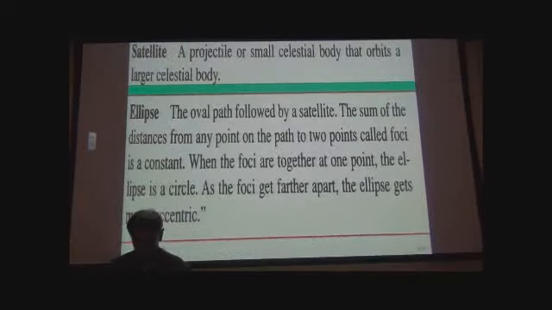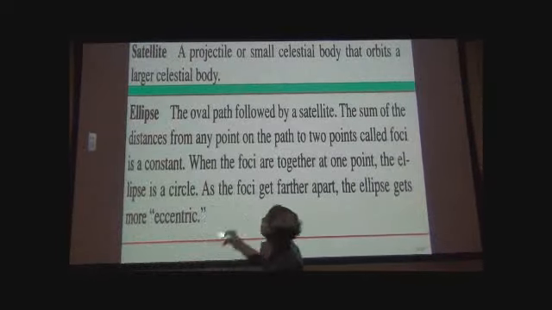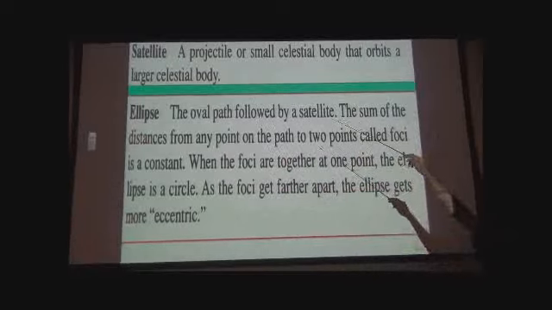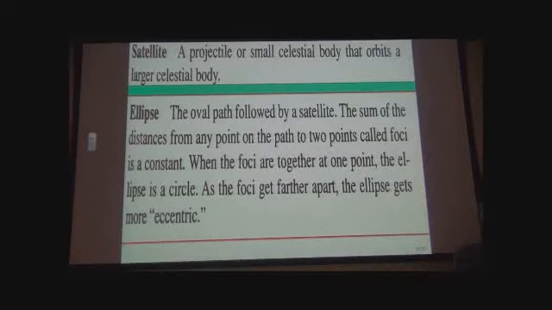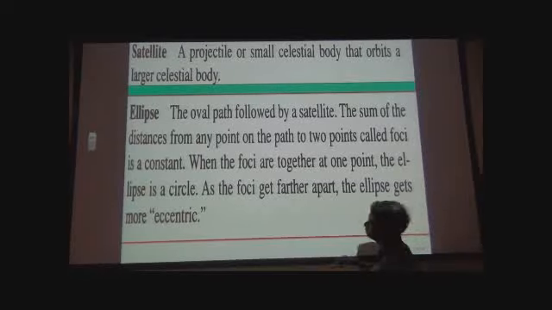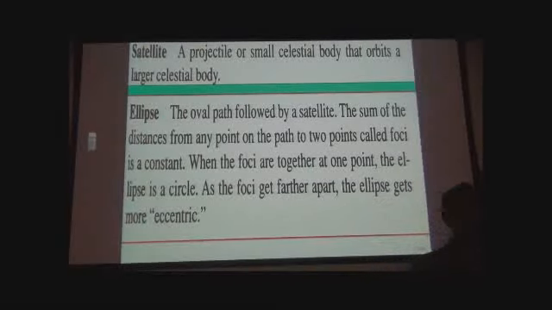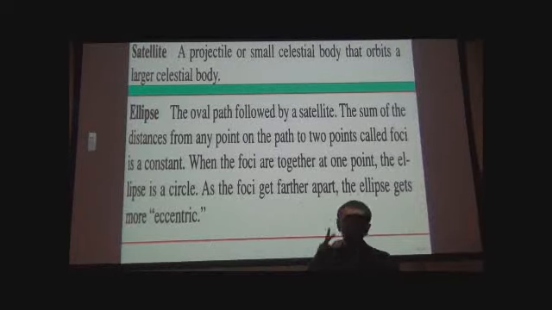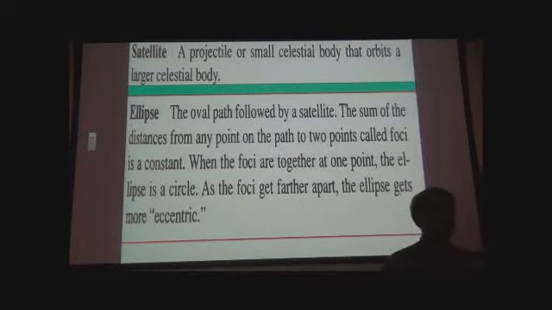That whole motion would be called satellite motion. So a satellite then is a projectile or a small celestial body that orbits a larger celestial body. So the moon traveling around the Earth, the moon is a satellite of the Earth. Ellipse is an oval. Take a circle and pull it, stretch it, and it becomes an ellipse. Now if you cut a section out of the ellipse, that is a parabola, right?